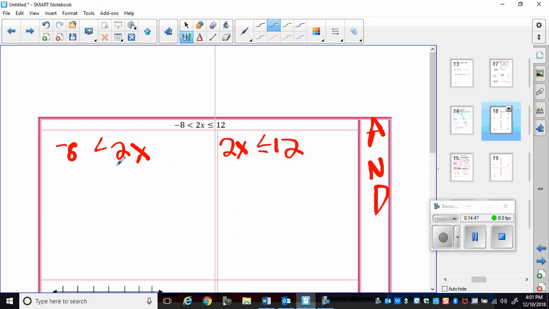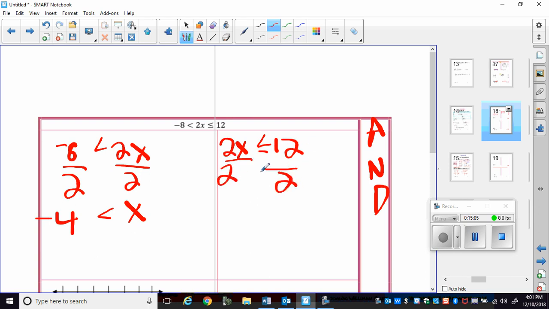Divide both sides by 2 on the left, and I get x is less than negative 4. We are not dividing by a negative number. That 2 is not negative. Okay, and then over here, divide by 2 on both sides, and x is less than or equal to 6.